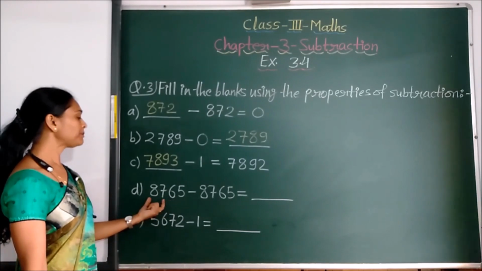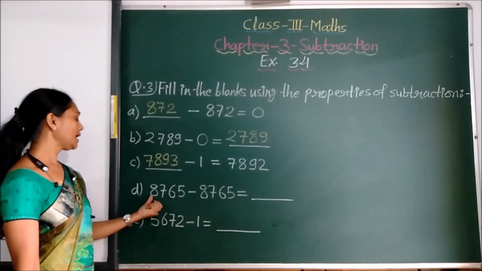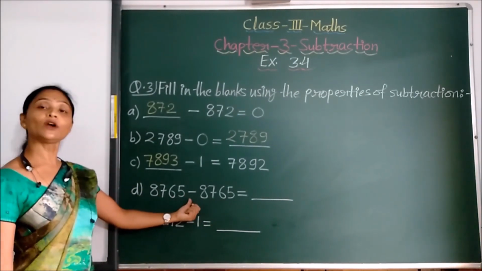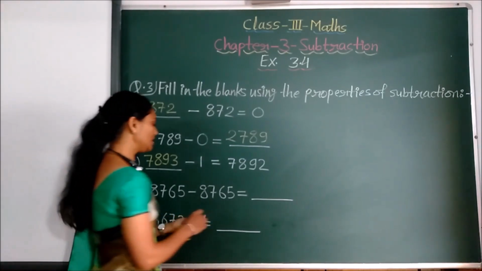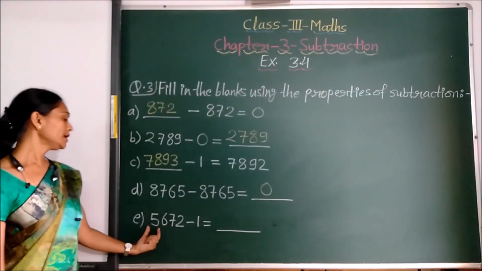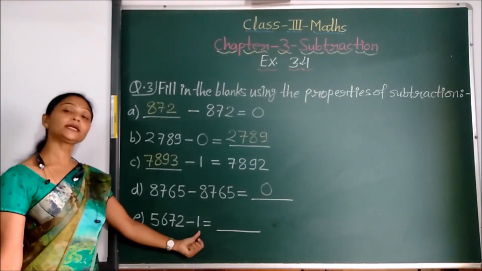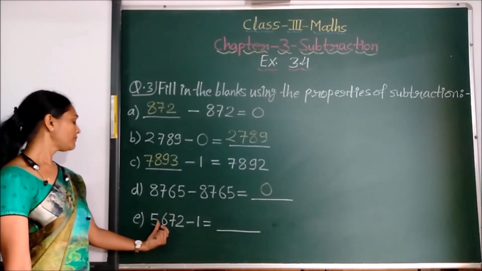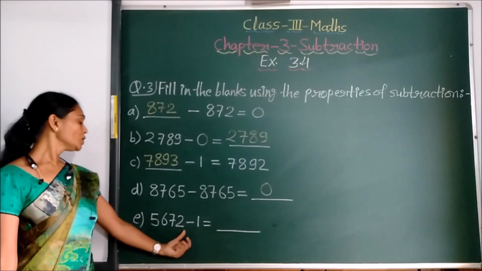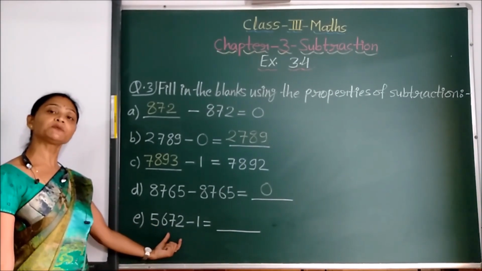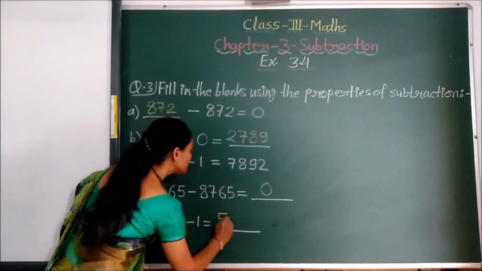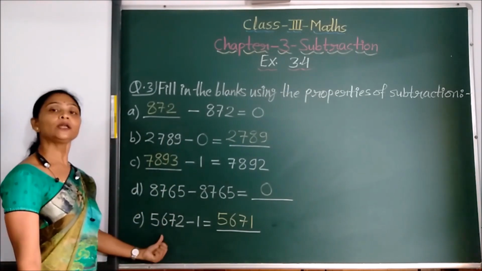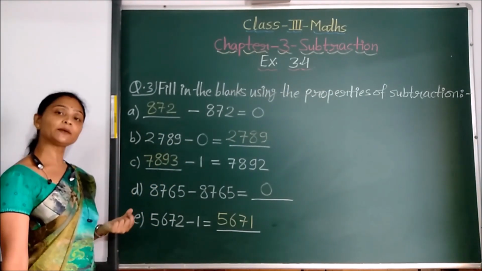Now we will see, we are subtracting the number itself. This is 8765 and we are subtracting the same number with this. So what we will get? We will get here 0. So here we will write 0. Now we will see this one. See, here we are subtracting 1. Means here which number should be there? Here should be the predecessor of this 5672. So what is the predecessor of this? Which number comes before this? That is 5671. So see, very easily we have filled all the blanks using the properties of subtraction.